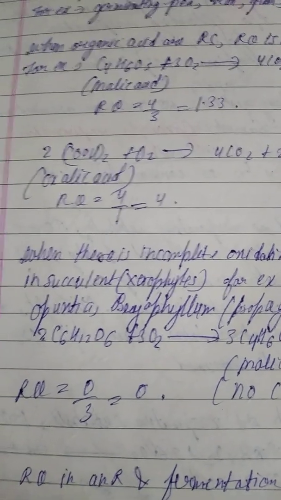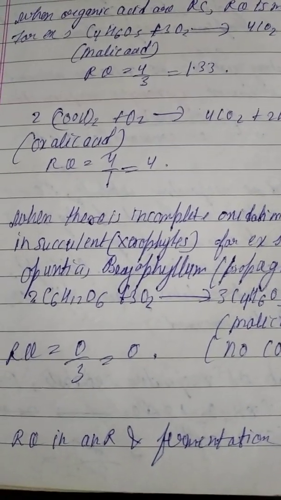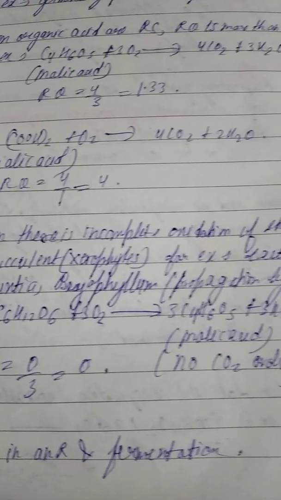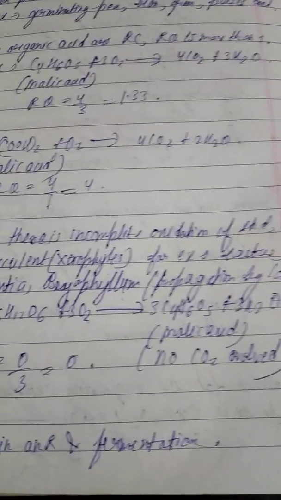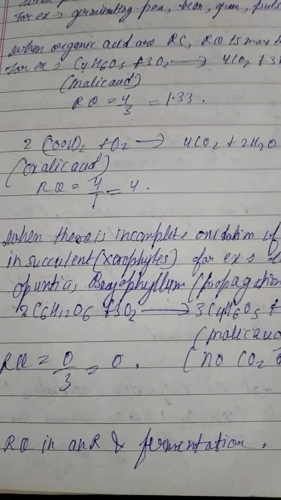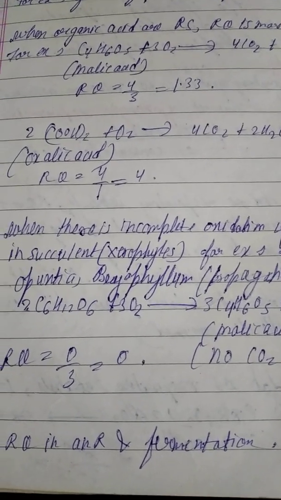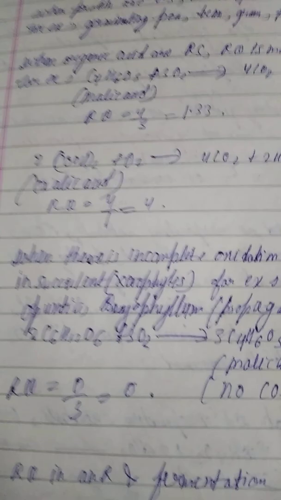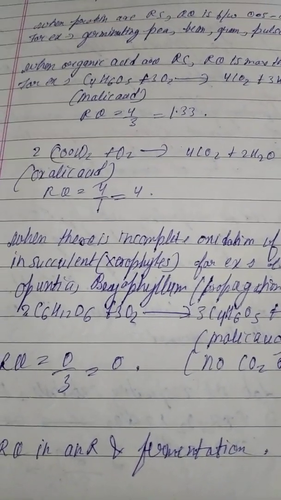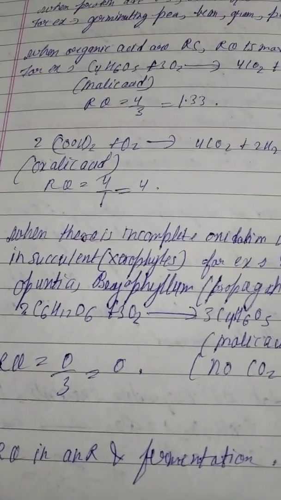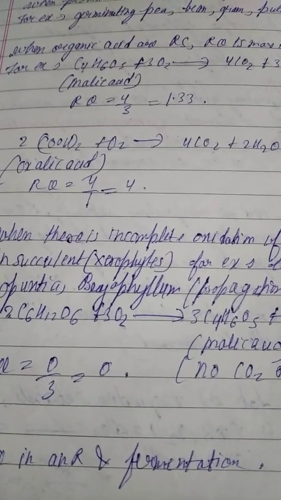Please remember that. And RQ value is 0 in case of incomplete oxidation of carbohydrate, as seen in case of succulents. For example, cactus, bryophyllum, opuntia. In their case, there is incomplete oxidation of carbohydrate. Therefore, the RQ value is 0. And student, in case of anaerobic digestion and fermentation, the RQ value is infinity because the volume of oxygen consumed is 0.